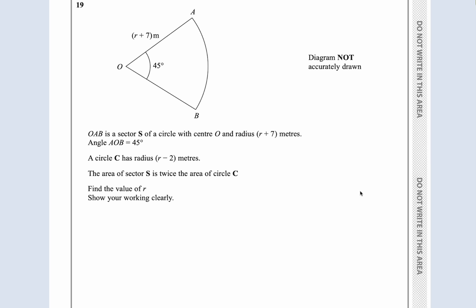Question 19. OAB is a sector S of a circle with center O and radius r plus 7. A circle C has radius r minus 2 meters. This angle is 45. The area of sector S is twice the area of circle C. Find the value of r. Okay.